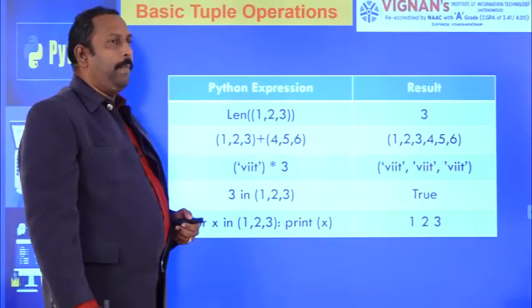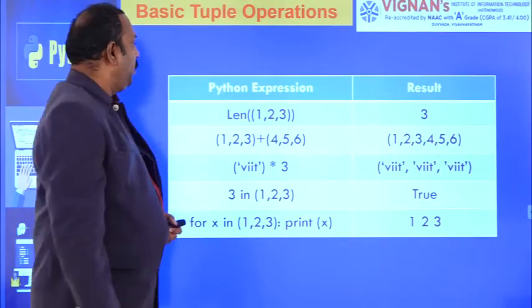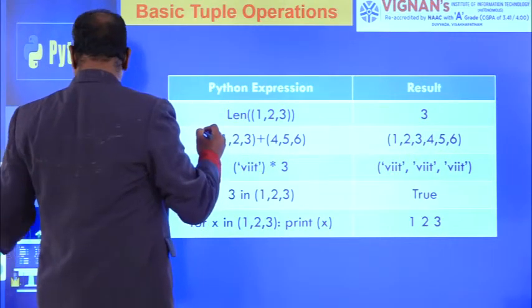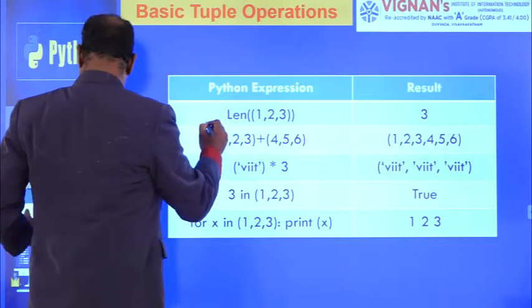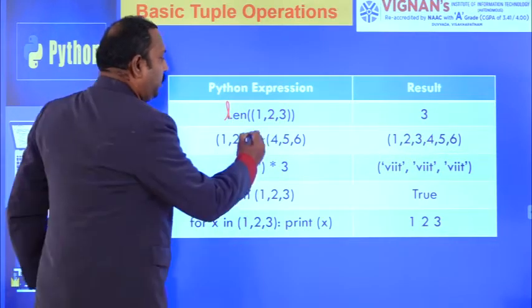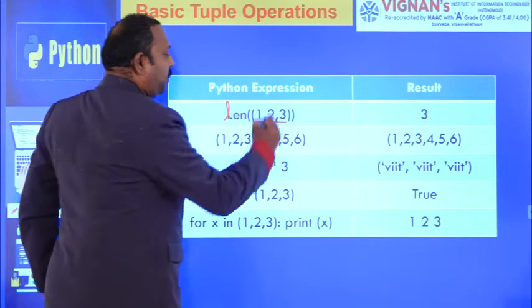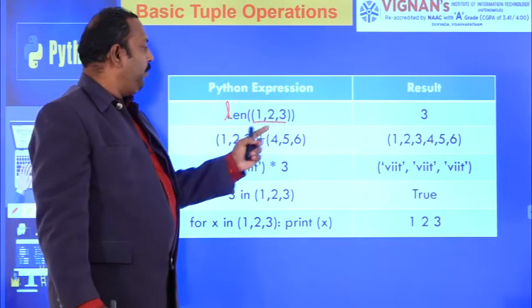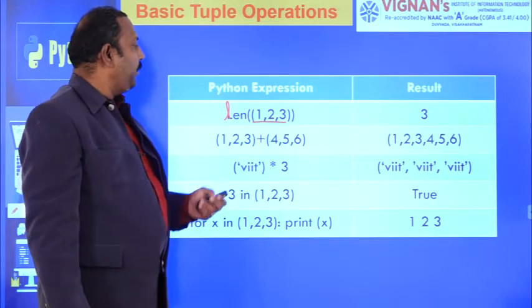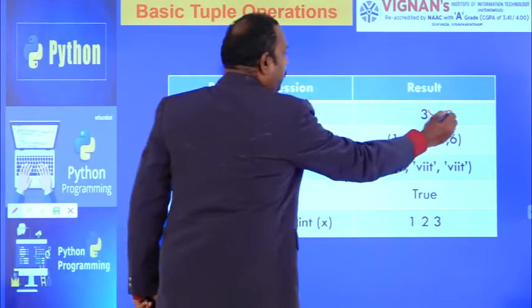And next one is basic tuple operations. You already know length of, this must be a small case letter. So len of 1, 2, 3. So len is a function. What is the argument we are passing? A tuple with values 1, 2, 3. So it will find the length of the tuple. What is the length here? 3 is the result, you will get it here.